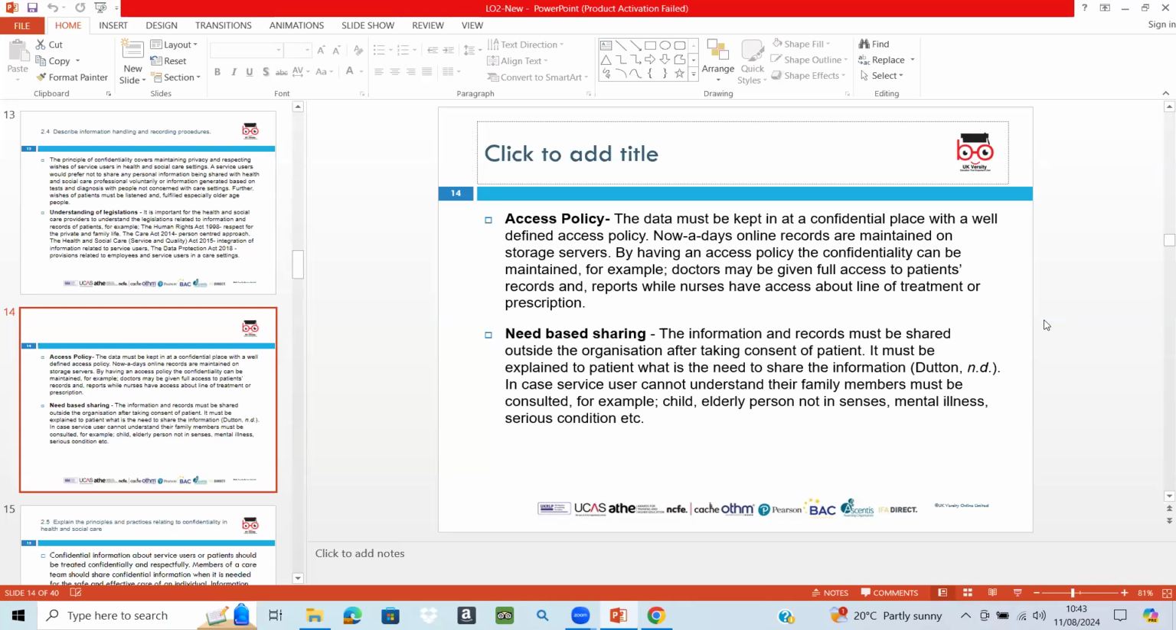Then we have need-based sharing. A service user's information should only be shared when necessary for their care and with their consent. For example, if a service user needs to be referred to a specialist, their medical record should be shared with that specialist, but only after the patient agrees. So this ensures that information sharing is both ethical and legally compliant.